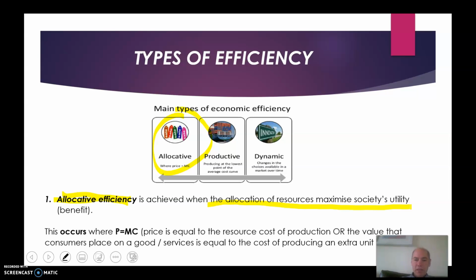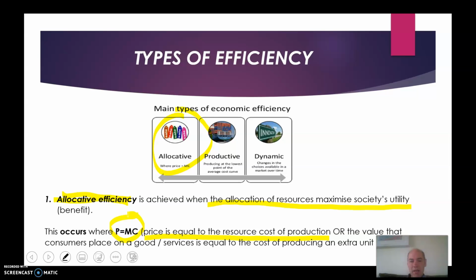Now, the WJEC have come up with a phrase that they're particularly keen on at the moment, and basically refer to it for allocative efficiency. They say it occurs where price is equal to the resource cost of production. Now, basically that means where price is equal to marginal cost. Okay, so if you have a diagram where price is equal to marginal cost, then it will be allocatively efficient because it's equal to the resource cost of production.